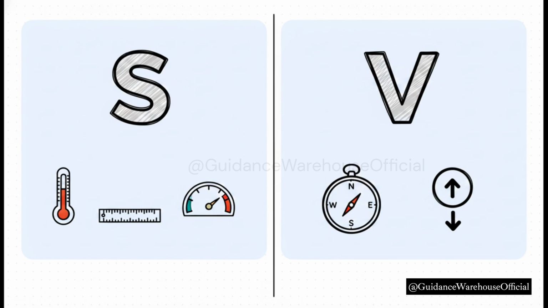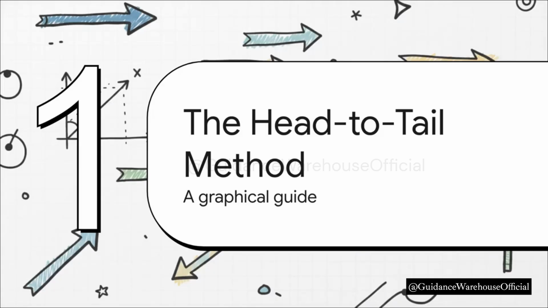But on the other side, we have vectors. And vectors have a little more information packed in. They have that magnitude, that number, plus the direction. So it's not just 10 meters per second, it's 10 meters per second north. The key takeaway here? The only thing that separates a scalar from a vector is direction. That's it.